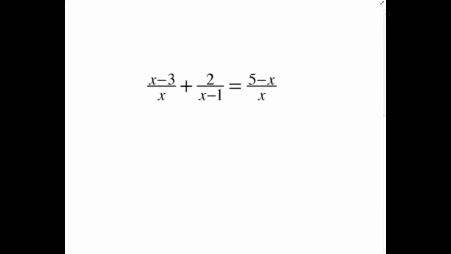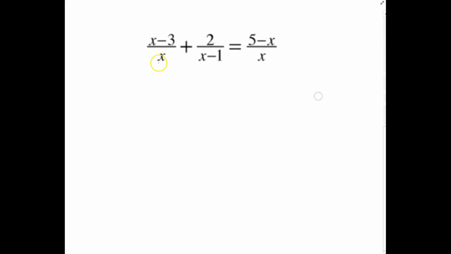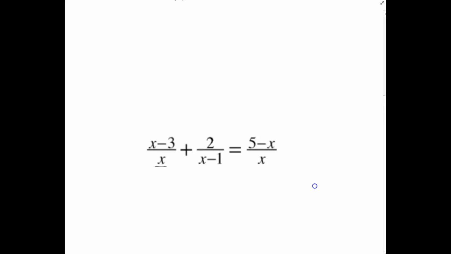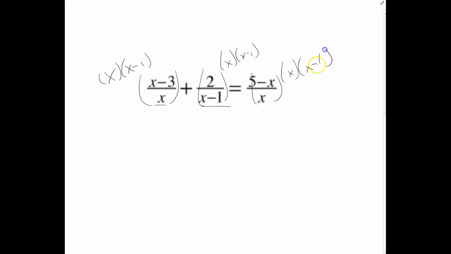Same exact thing. What do you have in the denominators? We'll have an x, and an x minus 1. Okay? So let's multiply everything by an x and an x minus 1. So I'll write it up here. And then same thing here. X minus 1.